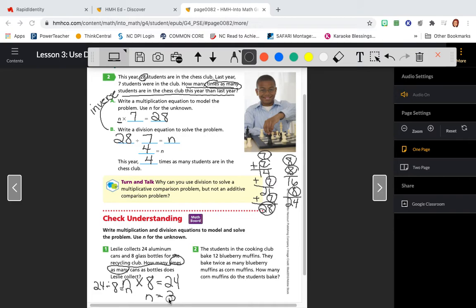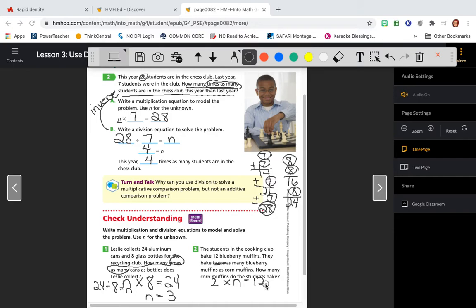All right, number 2, the students in the cooking club baked 12 blueberry muffins. They baked twice as many blueberry muffins as corn muffins. How many corn muffins do the students bake? So let's create our multiplication equation first. They baked twice as many blueberry muffins as corn muffins. You gotta know what that word twice means. That means 2 times as many. So we're gonna start with our 2. So 2 times as many blueberry muffins. We don't know, so we're trying to figure out how many corn muffins. So we put an n for our unknown, and then we know that she had 12 blueberry muffins, okay?